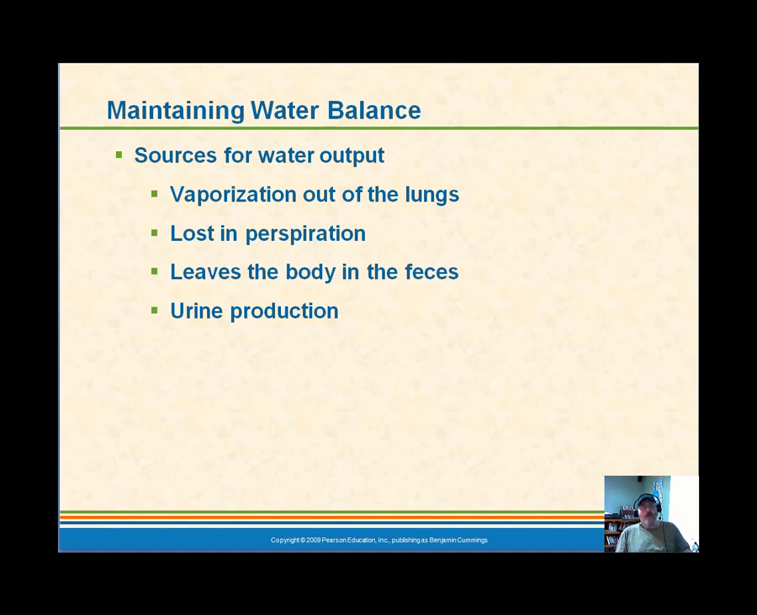We lose water in perspiration, and even though you're not aware of it, you are perspiring all of the time. So you are losing a little bit of water through the surface of your skin. And then there is the amount that leaves the body through feces. Now, all of these are what we would consider insensible water losses, in that we cannot accurately measure it, we cannot sense it, but we've got a good idea of what it is. And then there's urine production itself.